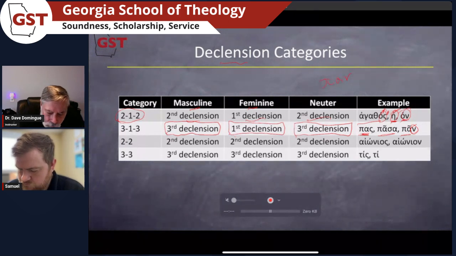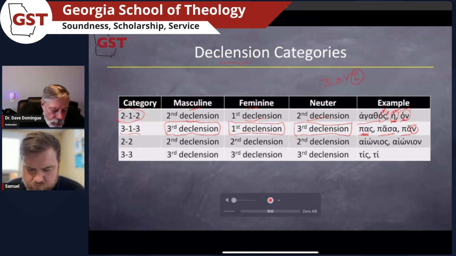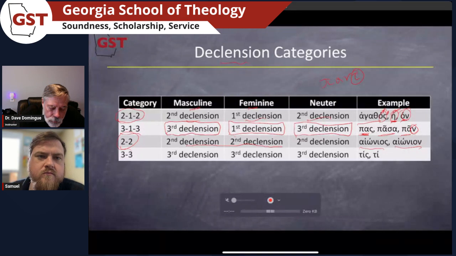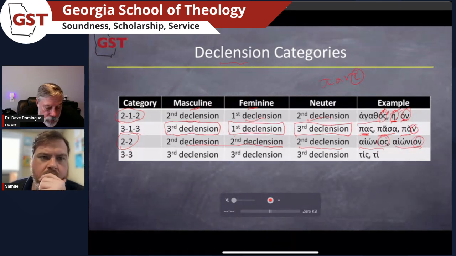Oh, it's pant. That's right. So it has the tau ending. So that's the stem of the word pant. And we're going to look at that in a minute. So there are 3-1-3 patterns. There are 2-2 patterns, such as aionios, aionion, where everything follows a second declension pattern. So some words are going to follow nothing but second declension. There's our masculine, feminine would be this, and the neuter would be this, and ultimately it means eternal.